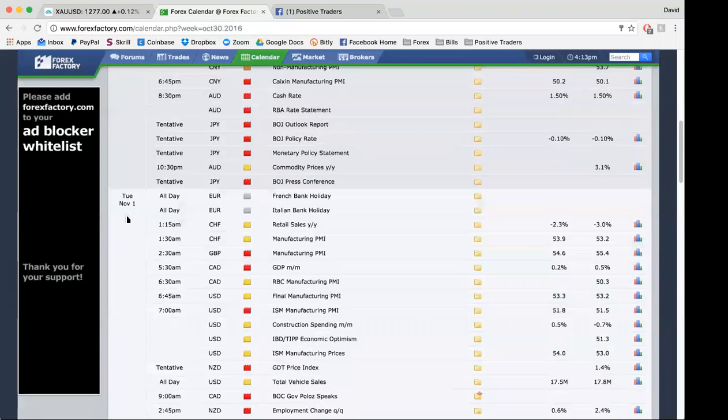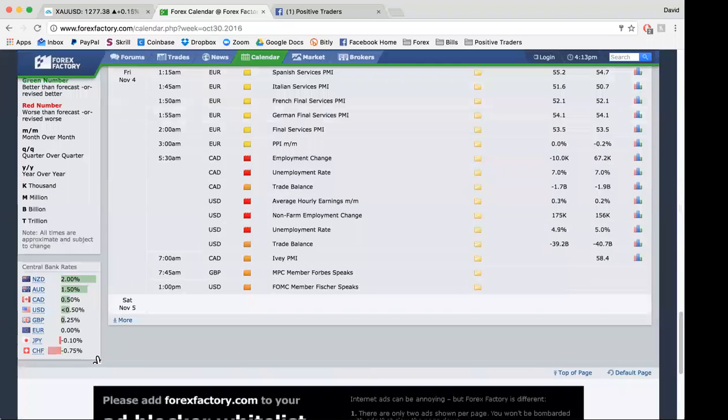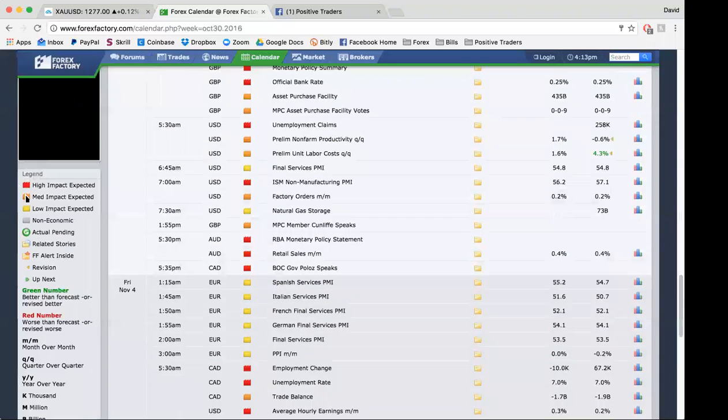If you guys use Forex Factory, you can actually come over here and see the central bank rates. A little quick reference guide. If you ever don't know what YOY, year over year, month over month, things like that mean, there's a nice little legend over here.